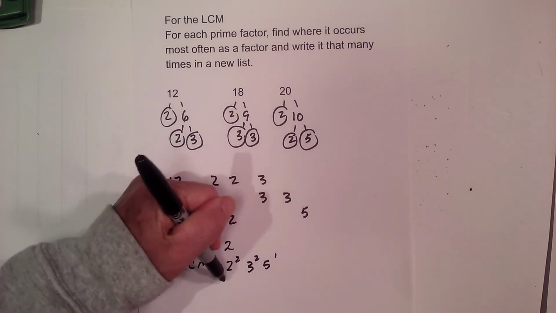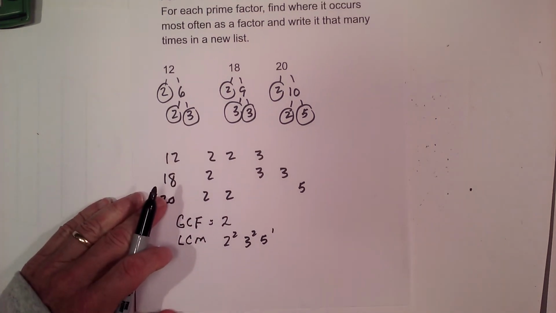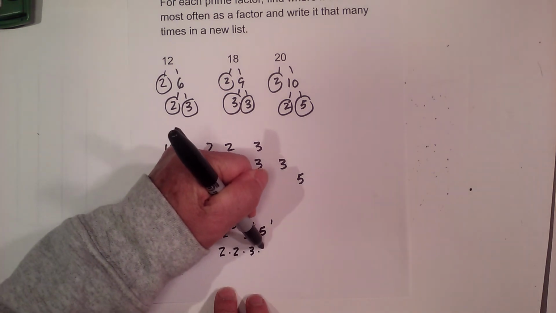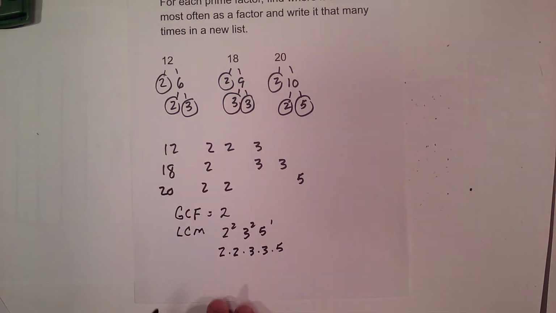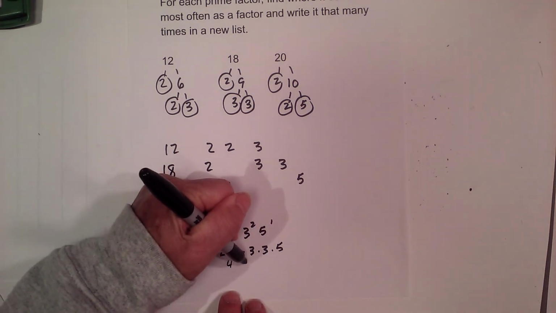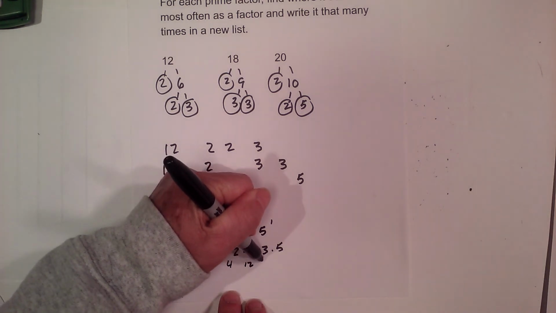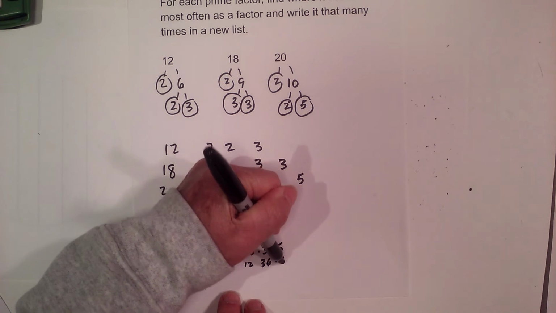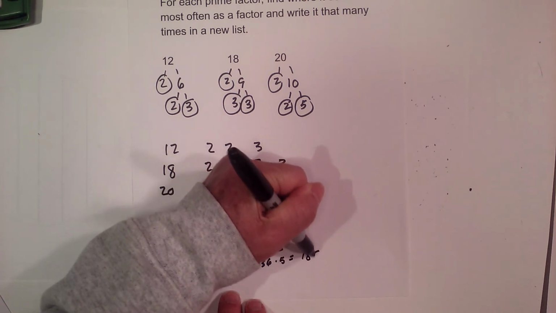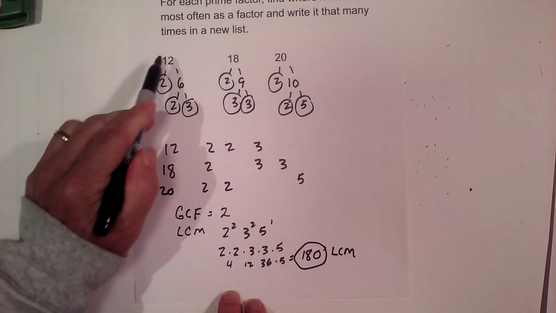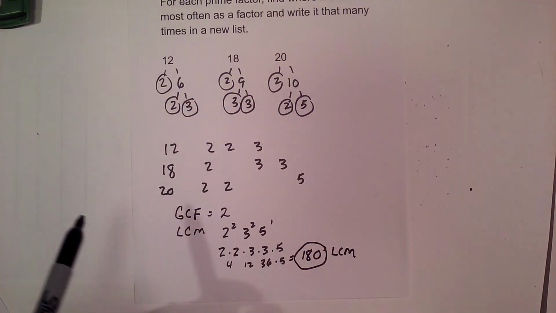I will rewrite that. Let me move this up just a tiny bit. 2 times 2 times 3 times 3 times 5. And then once we start multiplying, this becomes 4, this becomes 12, this becomes 36, and then 36 times 5 equals 180. So the LCM for 12, 18, and 20 is 180.